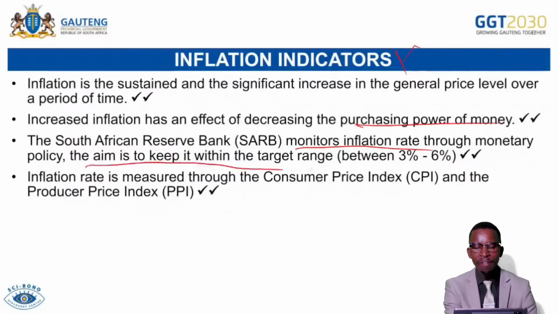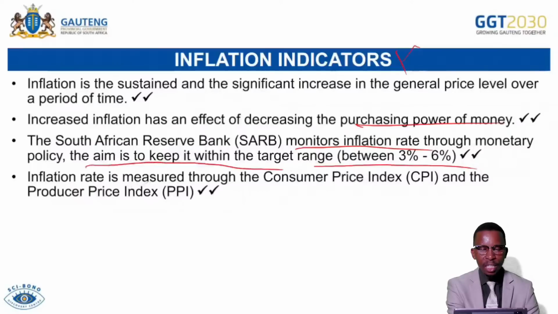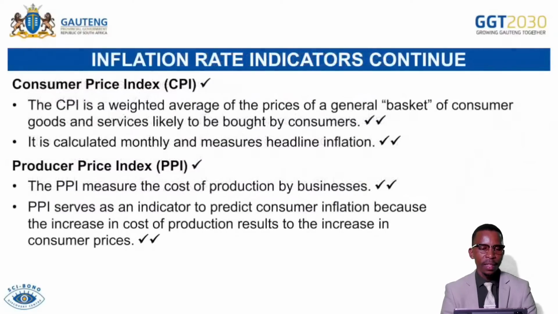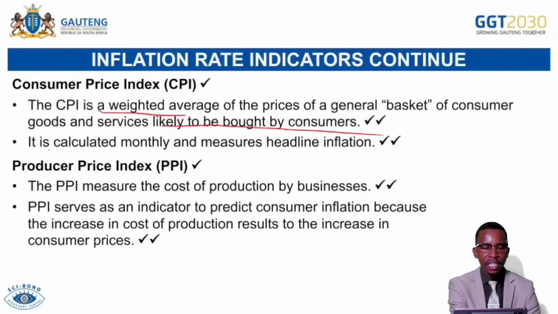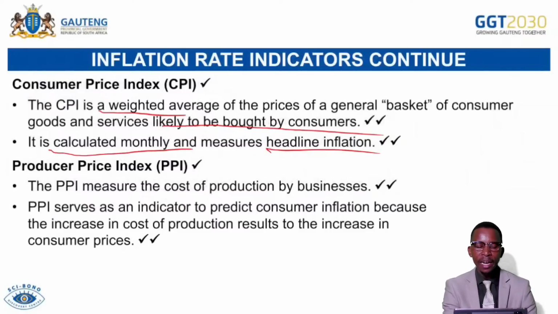The aim is to keep the inflation rate within the 3 to 6% target range. Inflation rate is measured through the consumer price index and the producer price index. And then we continue with the consumer price index. So CPI is a weighted average of the prices of a general basket of consumer goods and services likely to be bought by consumers. It is calculated monthly and measures headline inflation.